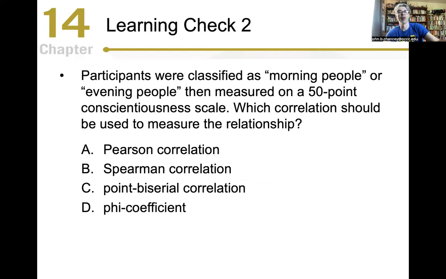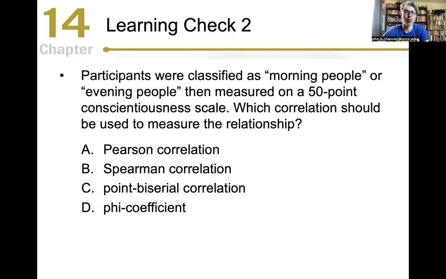Okay, let's do a quick comprehension check. Participants were classified as morning people or evening people, then measured on a 50-point conscientiousness scale. Which correlation should be used to measure the relationship? Is it A, Pearson's, B, Spearman's, C, point biserial, or D, the phi coefficient? Think about what this is asking. Think about what kind of data we're collecting here before you answer. Pause the video and come back when you're ready.